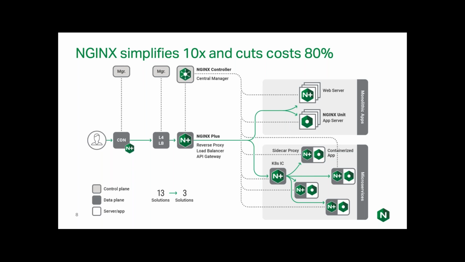And the traffic's then directed either to the monolithic application or towards their microservices environment, where NGINX Plus is being used as an ingress controller for Kubernetes for the north-south traffic, and then into the containerized applications where NGINX Plus is being used as a sidecar proxy for the east-west traffic.